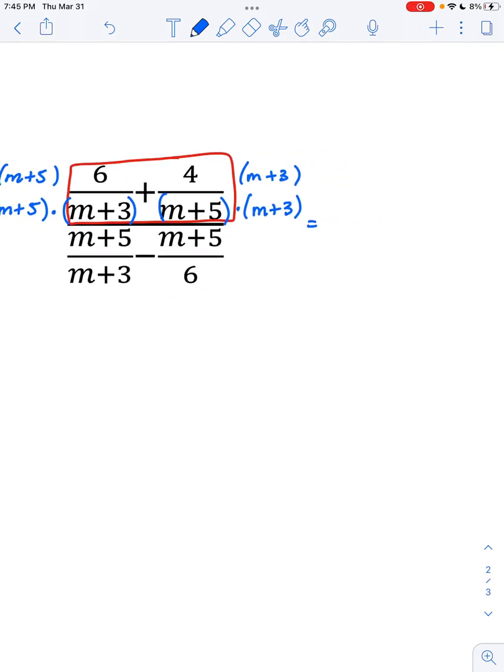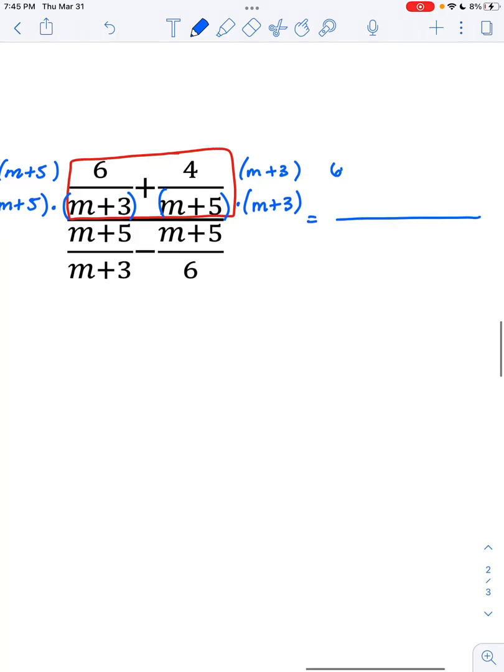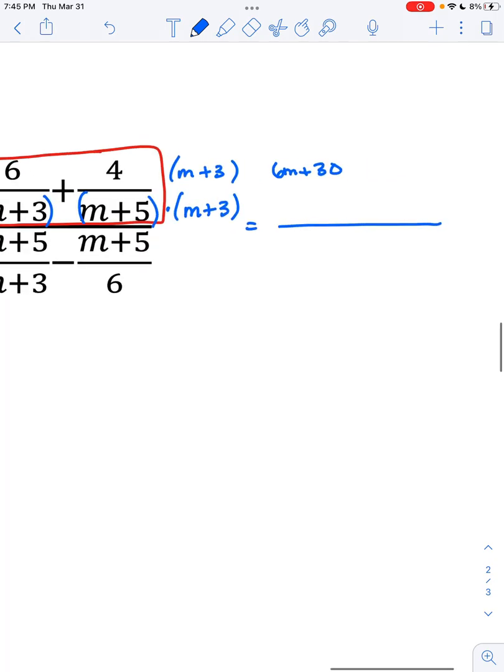So my numerator, to condense that to one fraction, would have 6 times m plus 5. So I'm just going to distribute: 6m plus 30. Make sure I pay attention if I'm adding or subtracting. If I'm adding, we don't have to pay too much attention to the signs. We'll just have a plus 4m plus 12 when we distribute that.